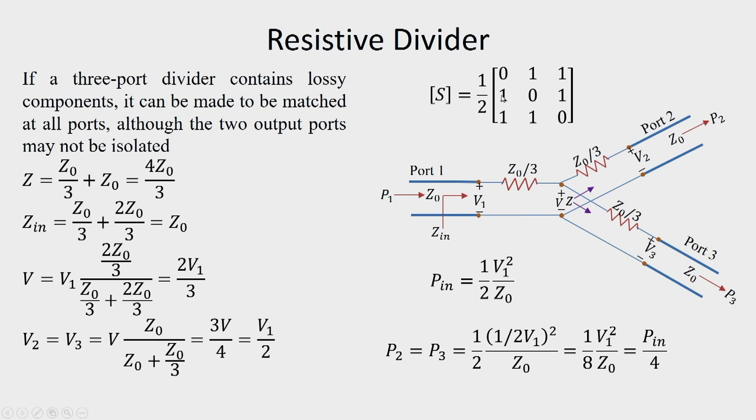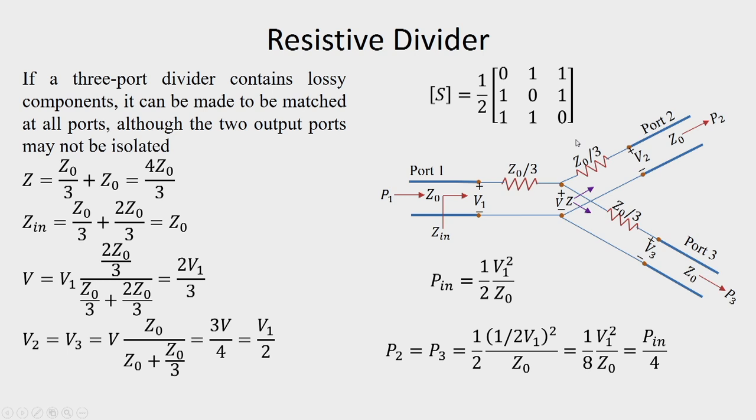So, this entry will be half. Similarly, P3 by P in also will be 1 by 4. So, we will have S31 equal to half. And being a reciprocal circuit, we will have S12 equal to S21, S13 equal to S31. One can calculate that S23 and S32, these parameters also will be half.